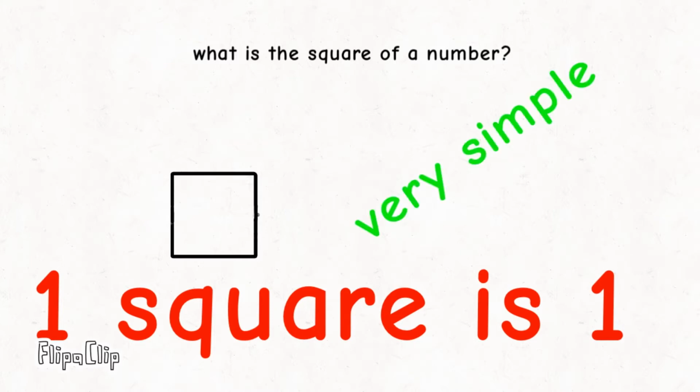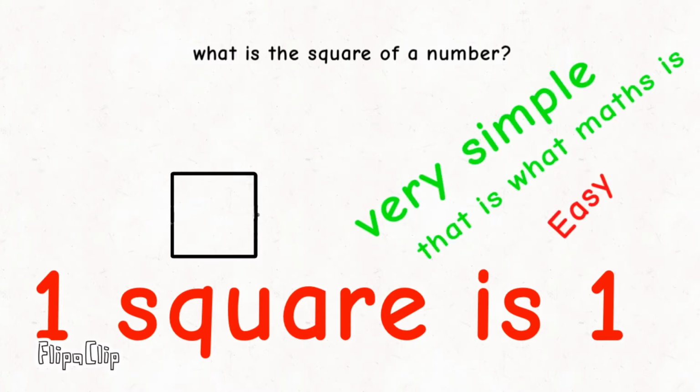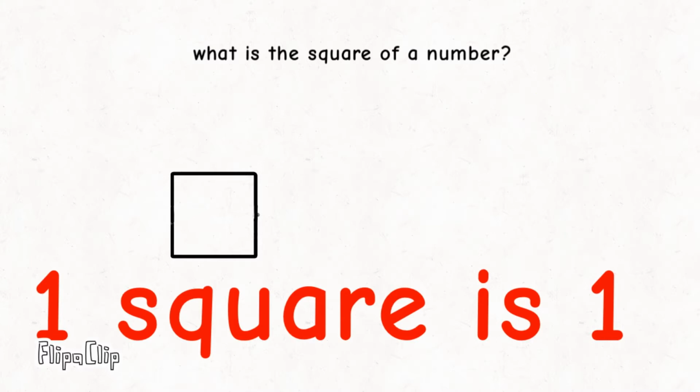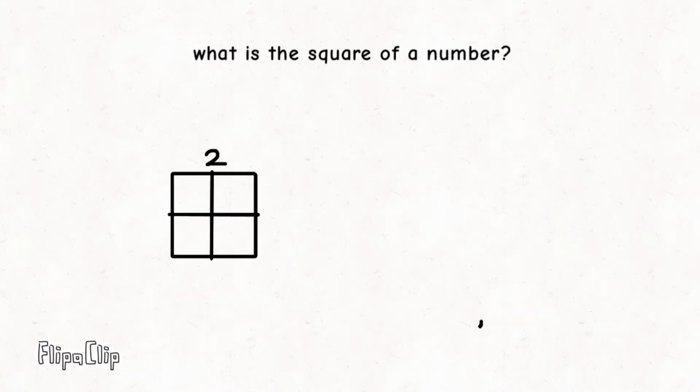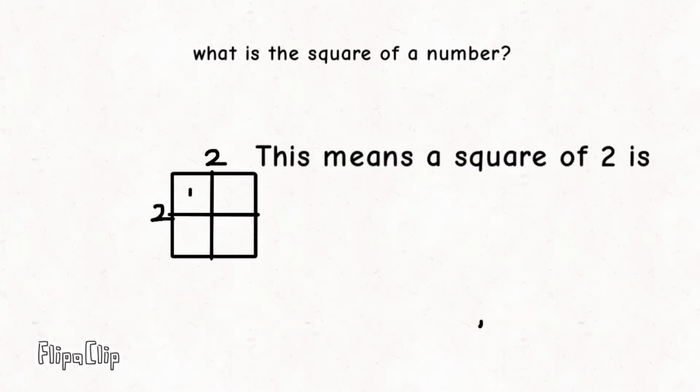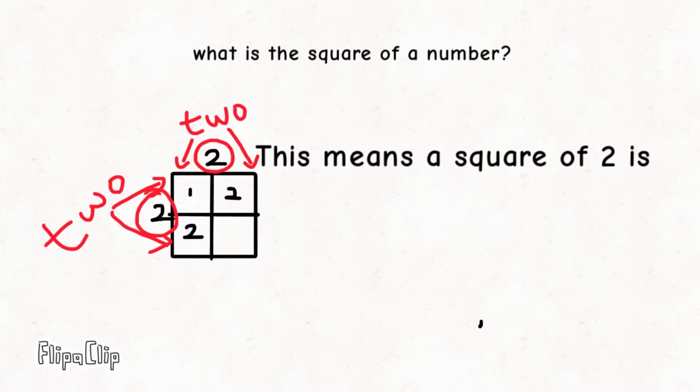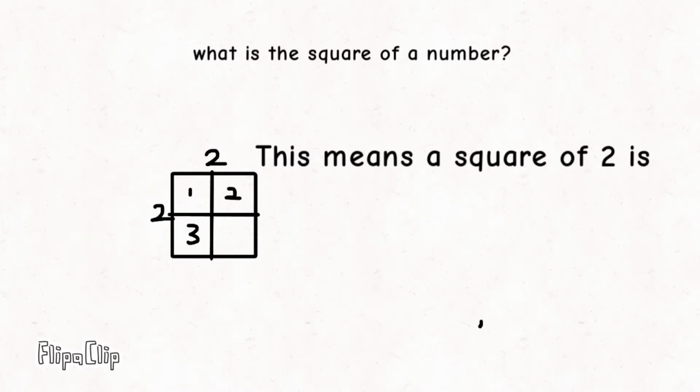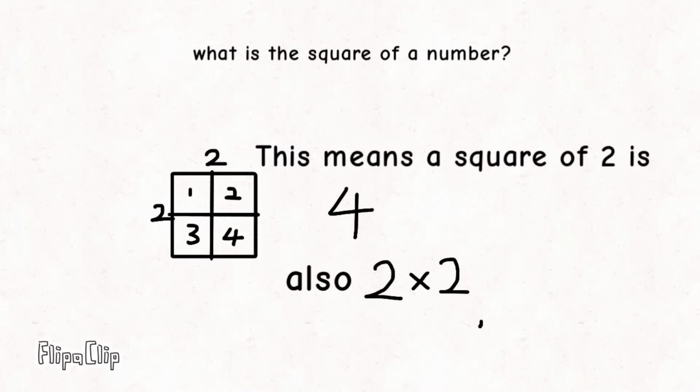Very, very simple. Who says math is difficult? That should be a joke. Alright then, let's try 2 square. 2 square simply means how many squares can I arrange on each side? 2 on the top side and 2 on the left or right side. And the answer is the number of squares I have inside. Here we can see that the answer is 4.